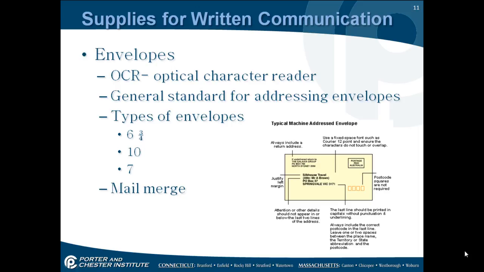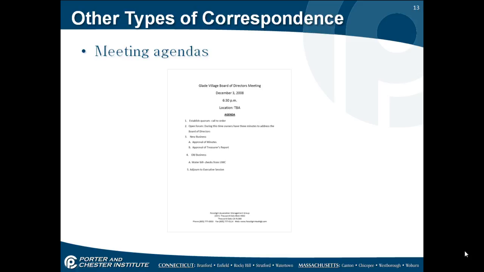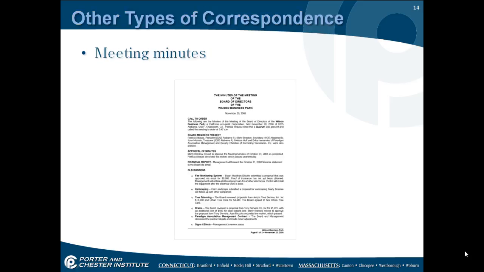Mail merge lets you create form letters, envelopes, and mailing labels using data from a data source. You would use this feature when you're sending mailings to your client base. Other types of correspondence: memorandums or memos. This is used when sending a quick message out to the office or to other offices. Meeting agendas list the specific items that a group plans to discuss in a meeting. Meeting minutes, a written record of what transpired during a meeting.